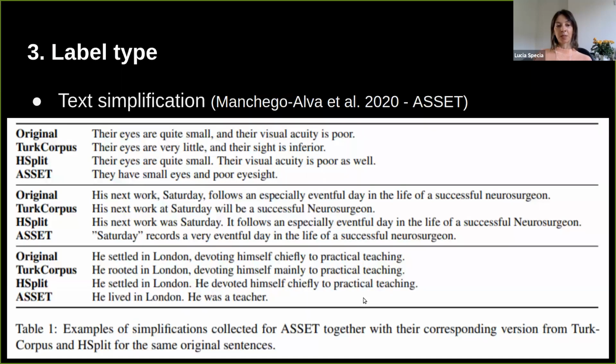If we look at some of the simplifications, take the top one as the original, the more complex one, and then ignore the headings here and take the rest as different simplifications that the humans gave to the same original sentence. You see again that there is a lot of variation here. The first one just replaced "quite small" by "very little", and "their visual acuity is poor" by "their sight is inferior". The second one actually split the sentence in two to make it more readable and also replaced some words. And the third one did a bit more compression, and so on. And the same for other sentences.